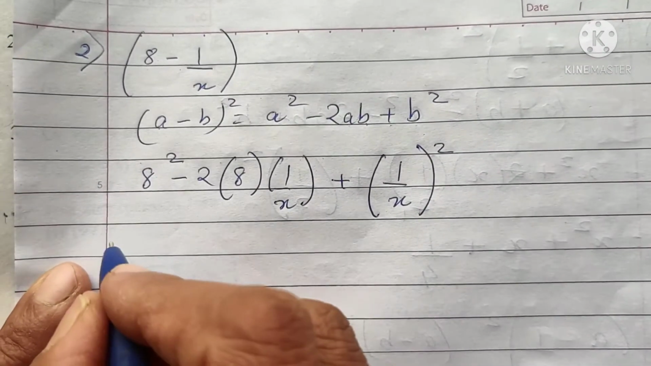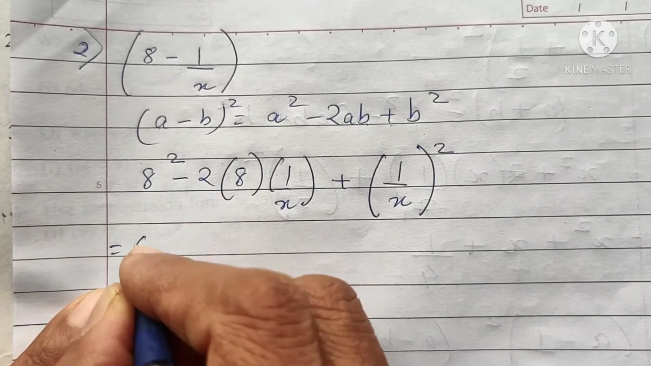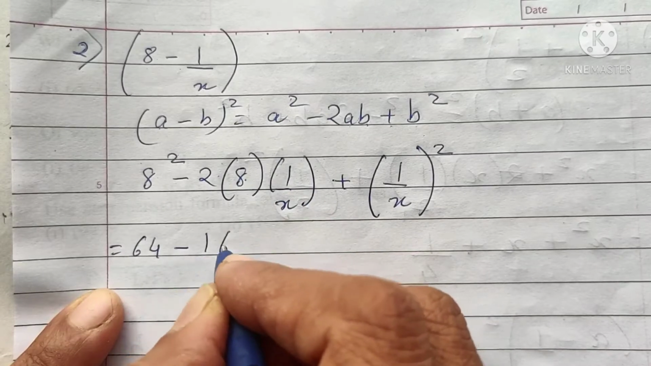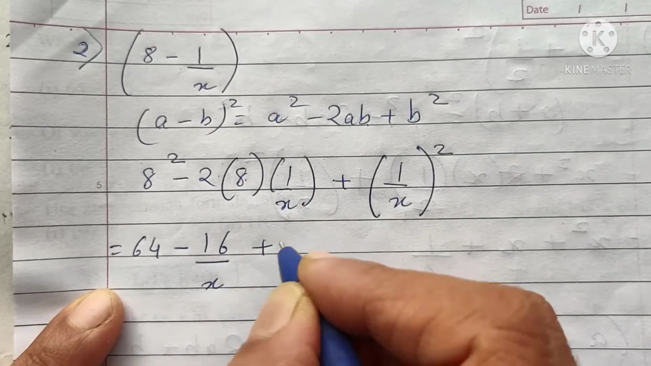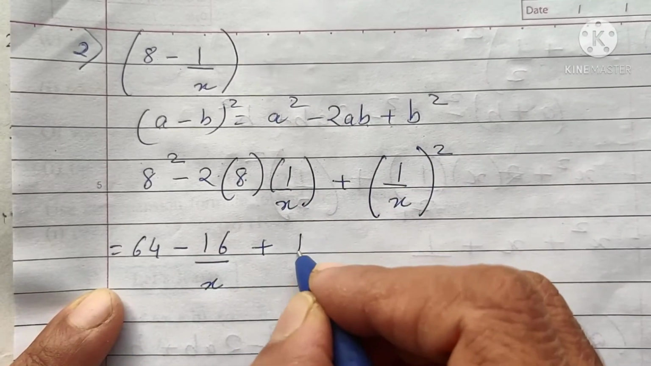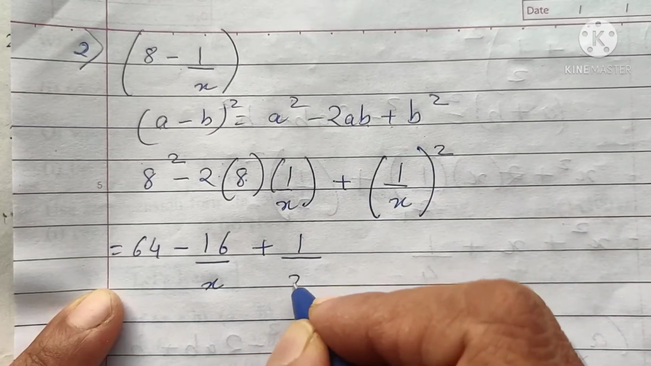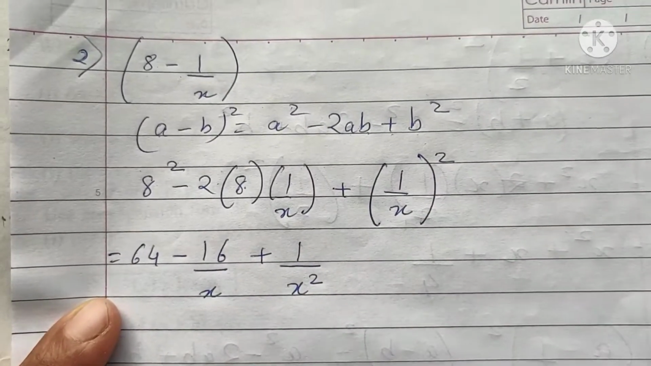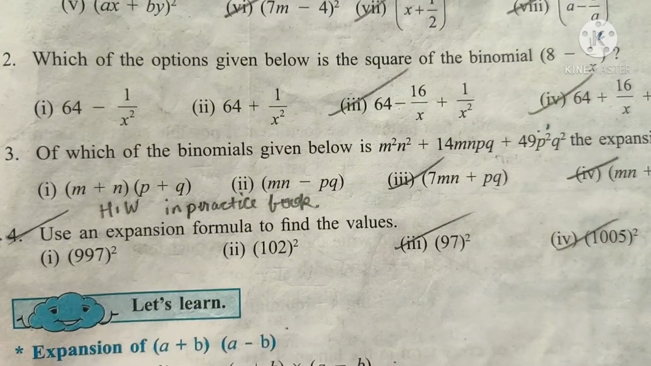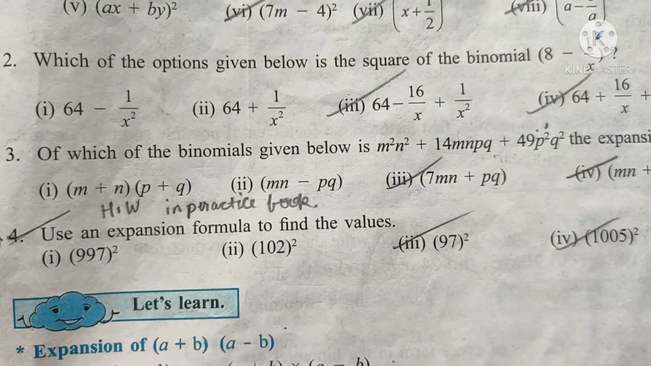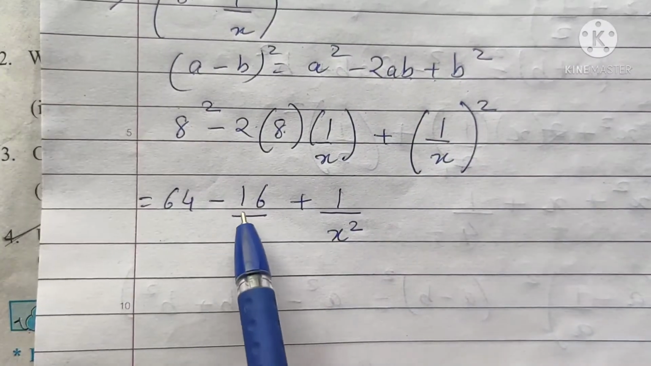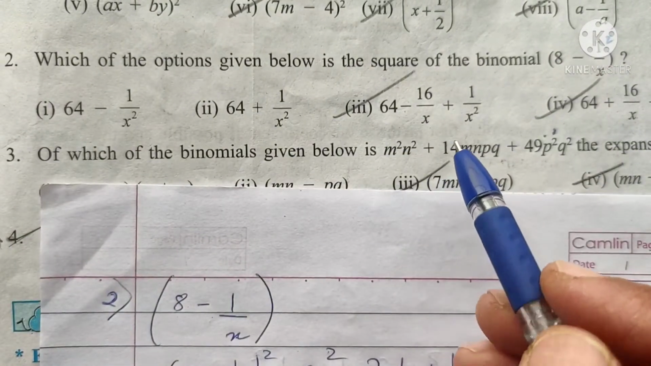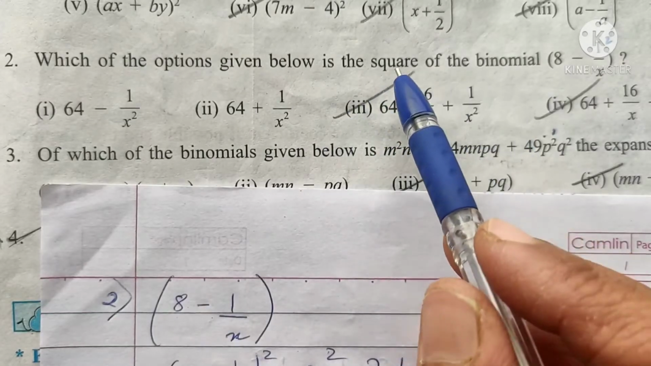Now let's solve this. 8 8s are 64. 8 2s are 16 upon x, plus 1 square is 1 and x square is x square. Okay, so this is the square that you get. Now let's just compare with the options that we have and see which one is matching. So our answer is 64 minus 16 upon x plus 1 upon x the whole square. So third is the correct answer.